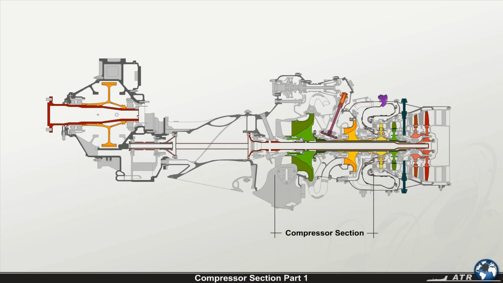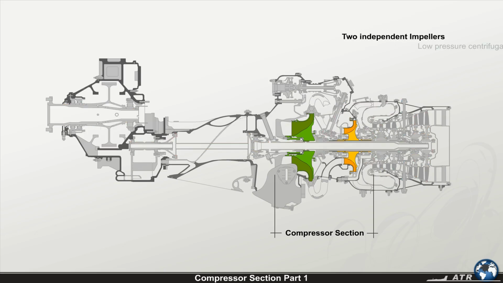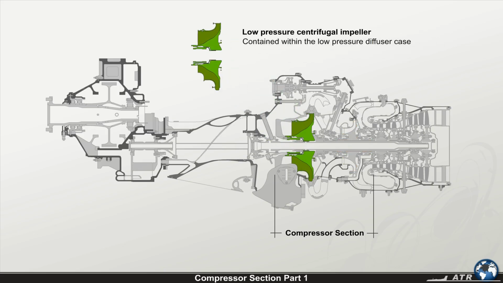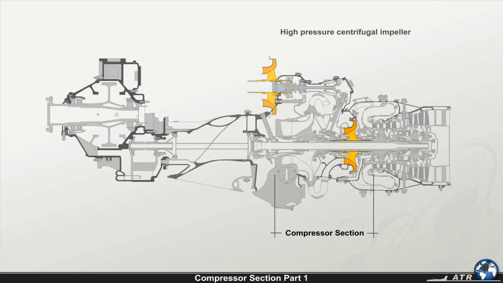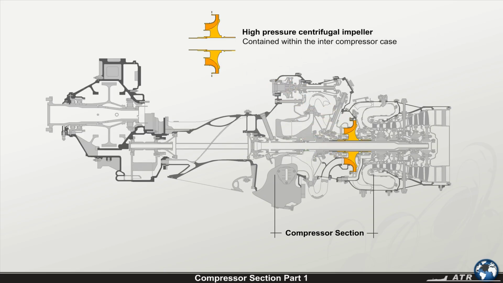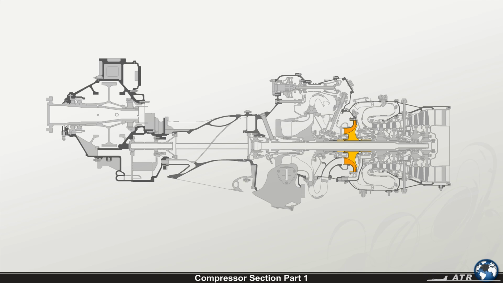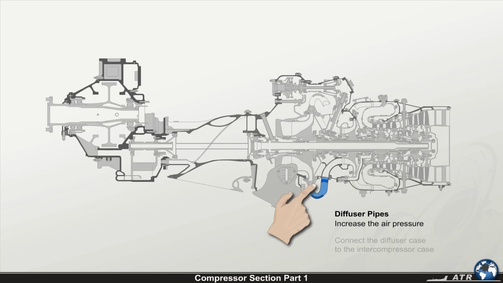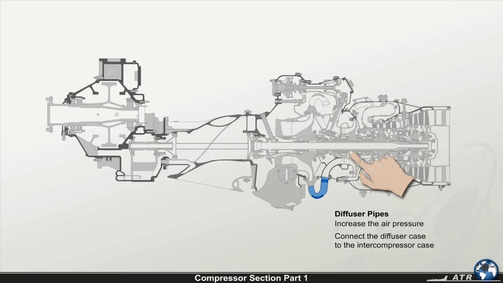The compressor section includes the 2 independent impellers, a low-pressure and a high-pressure centrifugal impeller. The low-pressure impeller is contained within the low-pressure diffuser case, and the high-pressure impeller is contained within the intercompressor case. Diffuser pipes, which also increase the air pressure, connect the diffuser case to the intercompressor case.